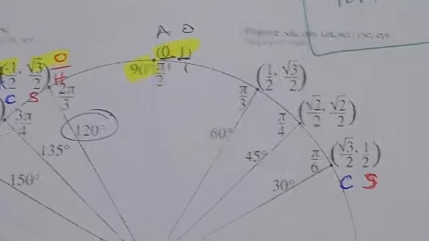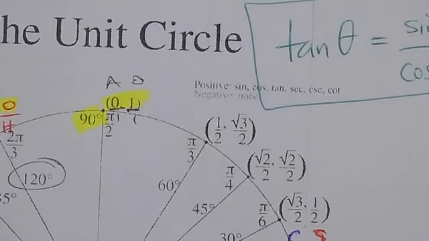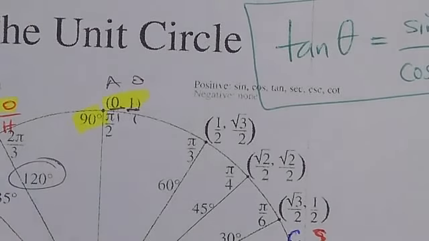All right, so guess what? The unit circle does have everything. It does have sine, it does have cosine, it does have tangent. And if it has sine, cosine, tangent, it has cosecant, secant, cotangent. All right, there it is. Hope you like that. Easy.